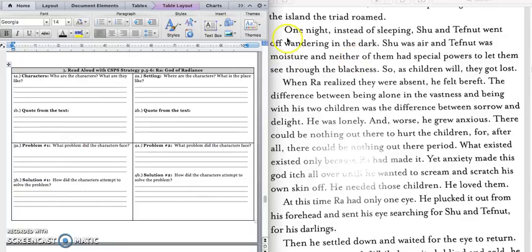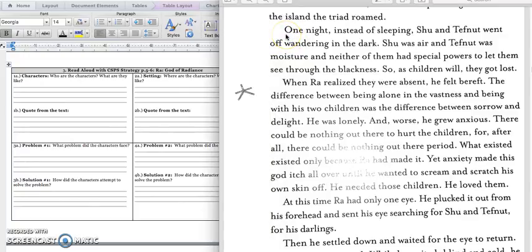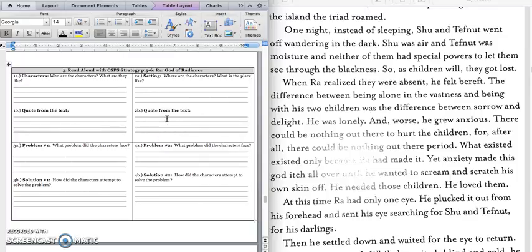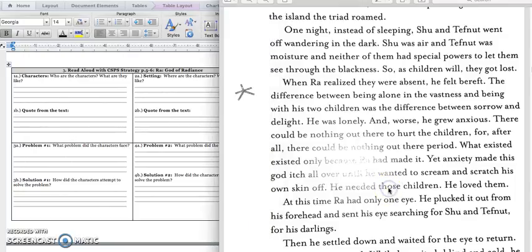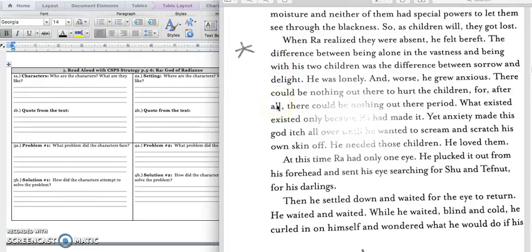For the quote, we would write down this same first sentence. One night, instead of sleeping, Shu and Tefnut went wandering in the dark. Press pause to write down your answer and play when you're ready to keep reading. We're going to keep reading and we're going to listen for the first problem.